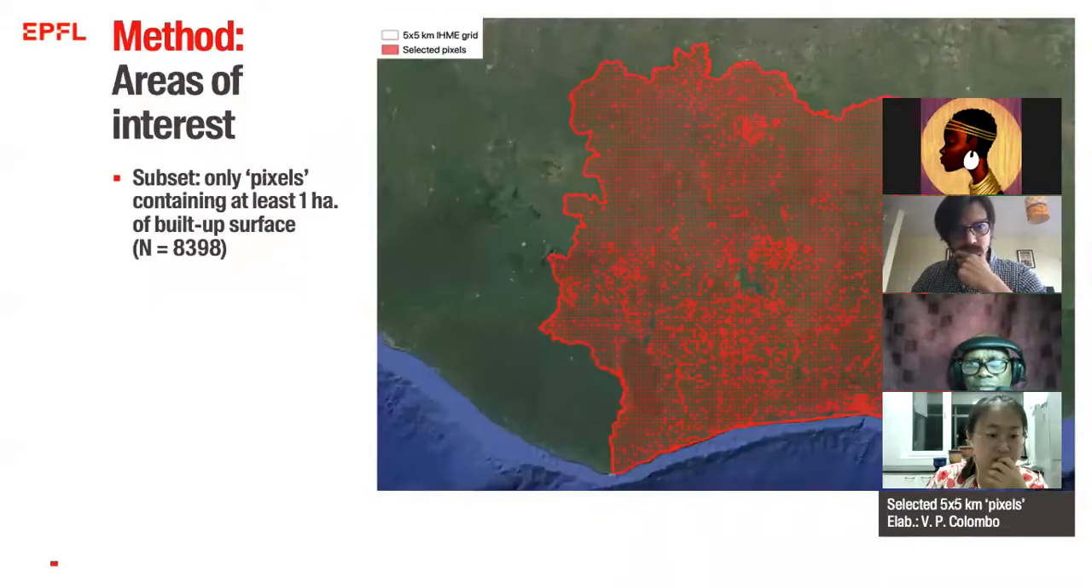Before running the correlations tests, we established a selection criteria to filter the observations, that is, the 5 kilometers pixels. We only included in the analysis pixels with at least 1 hectare of built-up area, that is, the minimum area detected by the Copernicus service dataset. In this way, we only included pixels containing human settlements. In total, this corresponds to more than 8,000 observations, or pixels.